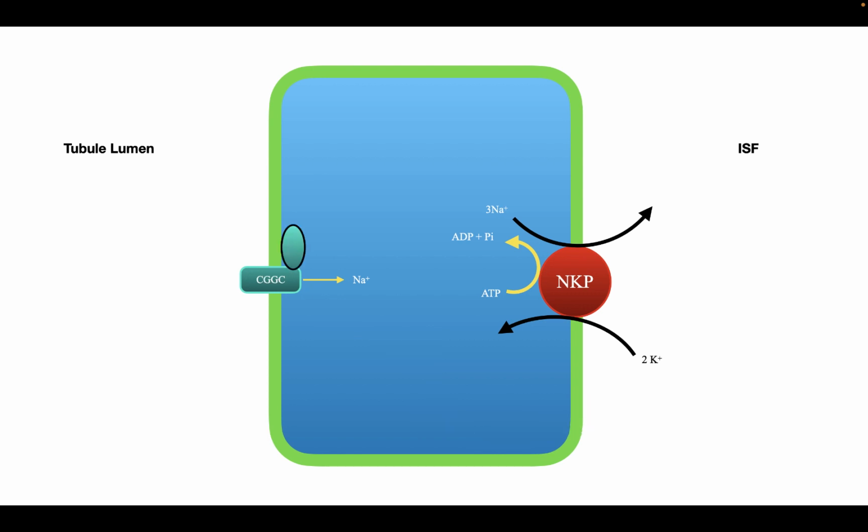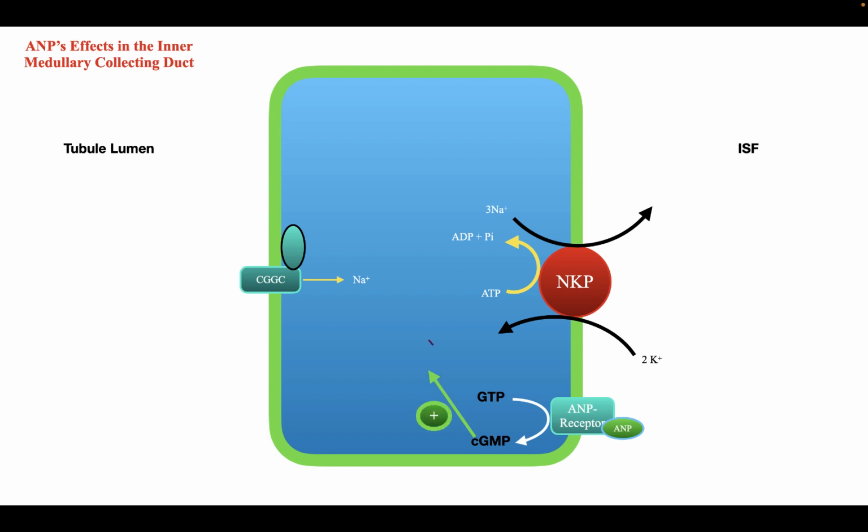So the last segment of the nephron that we're going to look at is the inner medullary collecting duct. So how does ANP affect sodium reabsorption in this region of the nephron? Well, when ANP binds to the ANP receptor, this results in GTP being converted into cyclic GMP. Cyclic GMP will then activate protein kinase G, and then protein kinase G will inhibit the CNG channel, which means less sodium will be brought into the cytosol from the tubule lumen.